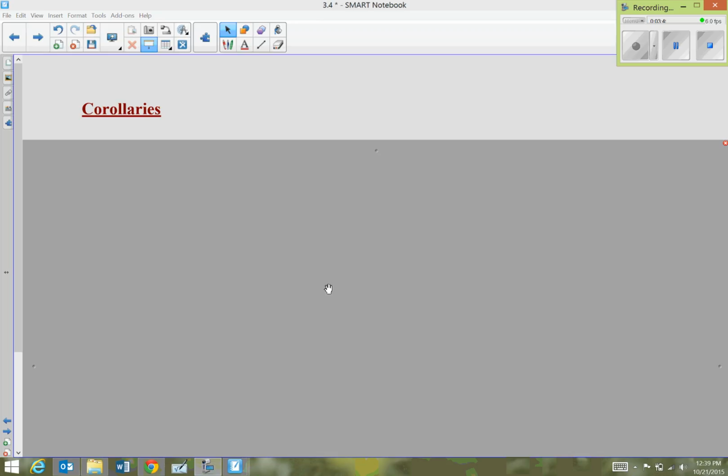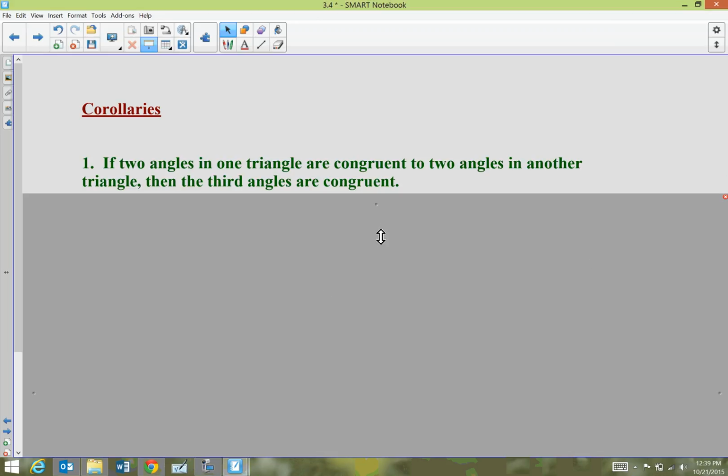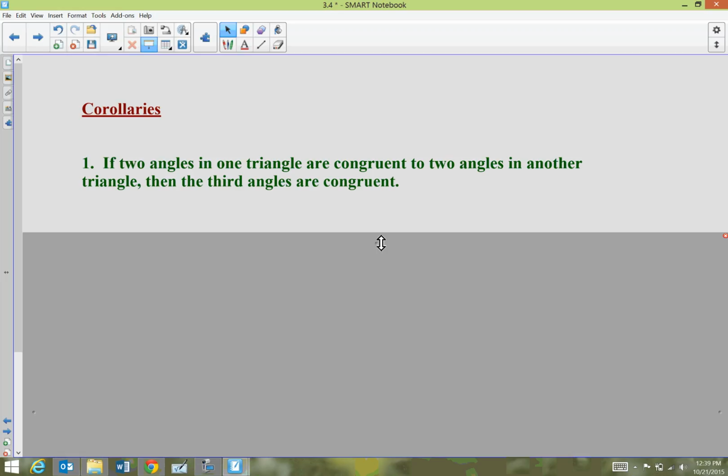Okay, some corollaries to this. Remember, a corollary is just a statement that can be proven true based on a previous statement, but it's not exactly a new result. So the first corollary says if two angles in one triangle are congruent to two angles in another triangle, then the third angles are congruent. Now, that should make sense, right? Because if we know two angles of one triangle, we can figure out the third because they have to add to 180. So if we have two of the same angles in two different triangles, that means the third angle has to be the same.